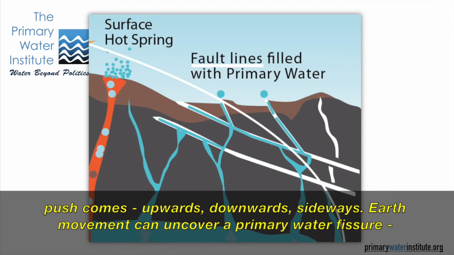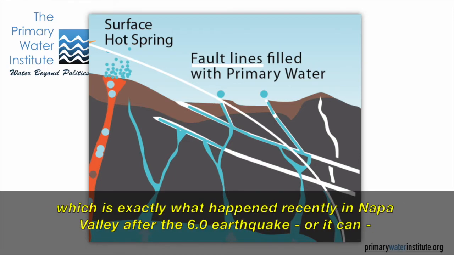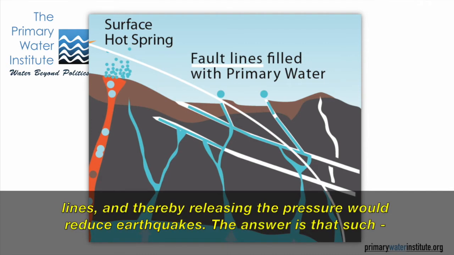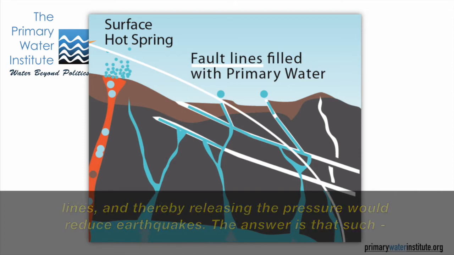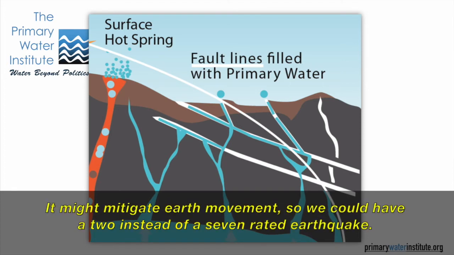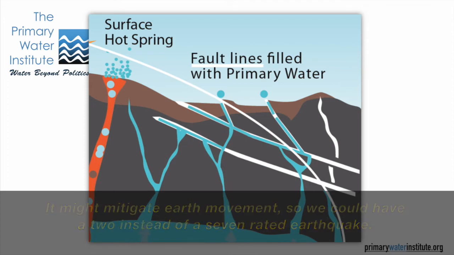Earth movement can uncover a primary water fissure, which is exactly what happened recently in Napa Valley after the 6.0 earthquake, or it can disrupt and cut off a prior flow. People have asked whether drilling for primary water in such fault lines, and thereby releasing the pressure, would reduce earthquakes. The answer is that such drilling wouldn't stop Earth movements, because everything down below is under stress. It might mitigate Earth movement, so we could have a 2 instead of a 7 rated earthquake.